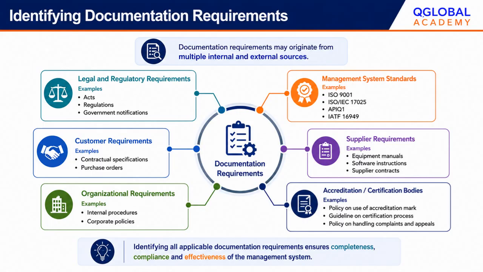Every organization develops its own internal documents. These include procedures, policies, forms, and work instructions that support daily operations. Finally, organizations may need documents to comply with accreditation or certification requirements. Examples include policies on the use of accreditation marks, certification processes, and handling complaints and appeals. Identifying all these sources ensures that the organization develops complete and effective documented information.